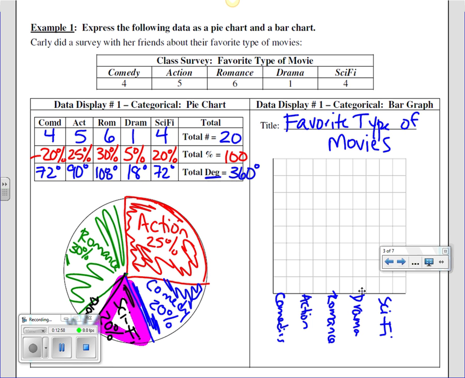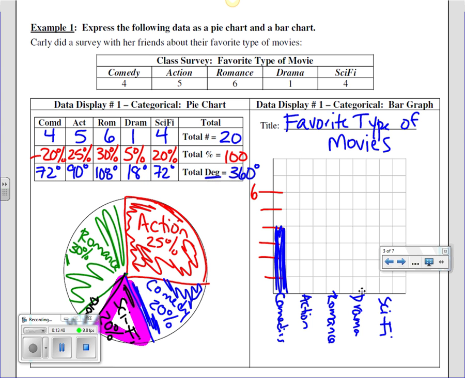And Christian, what should the side of my graph go up to? We're just doing this line. Just 6, okay? 1, 2, 3, 4, 5, 6, okay? So for a bar graph, you're just doing the original numbers, okay? All right, so for comedies, you need to use the same color you used on your pie chart. So for comedies, it needs to go up to what?